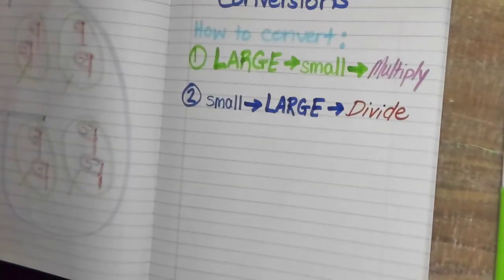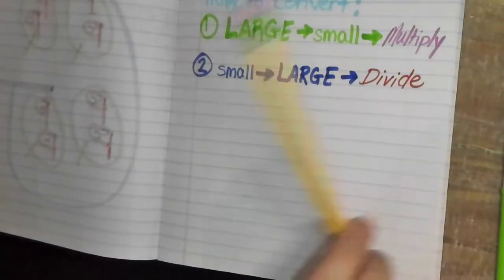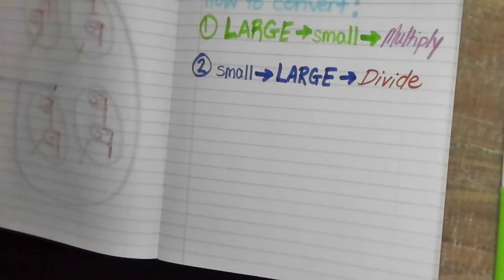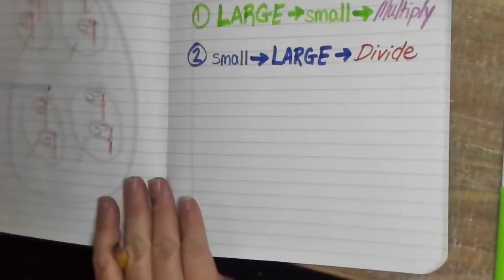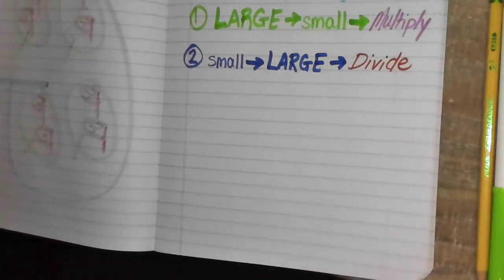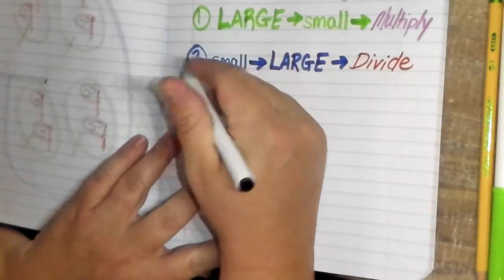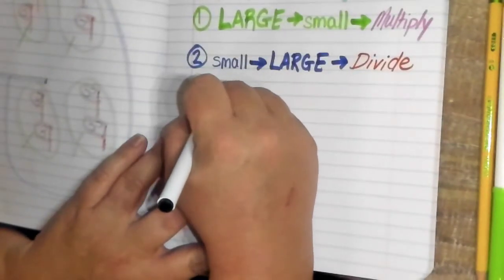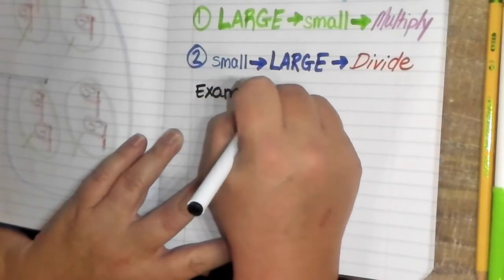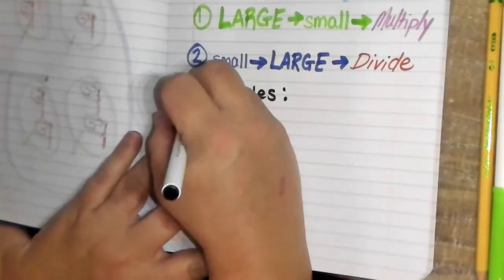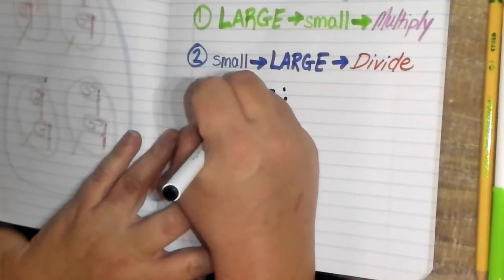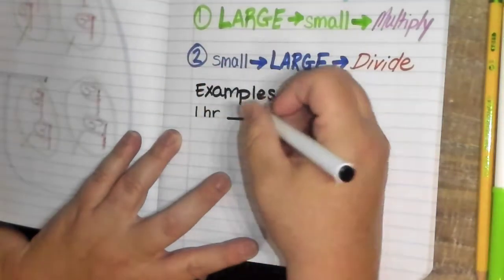Okay, so now let's actually convert. Let's start with something simple. Let's go with time. Time is something we're all familiar with. I'm going to put examples right here so that we know we're actually starting to convert. If I have 1 hour, how many minutes is that?